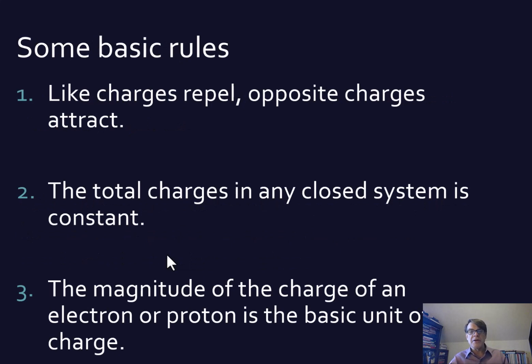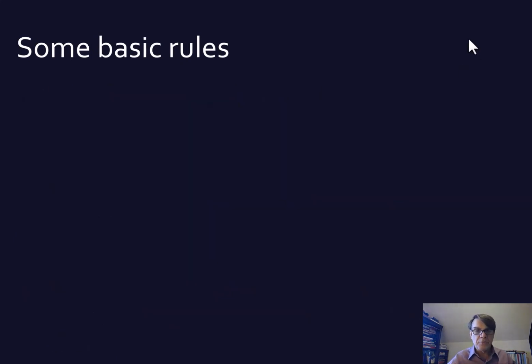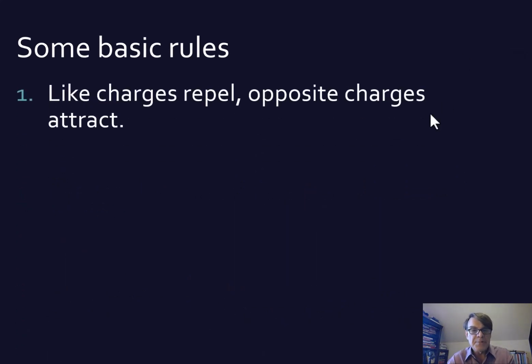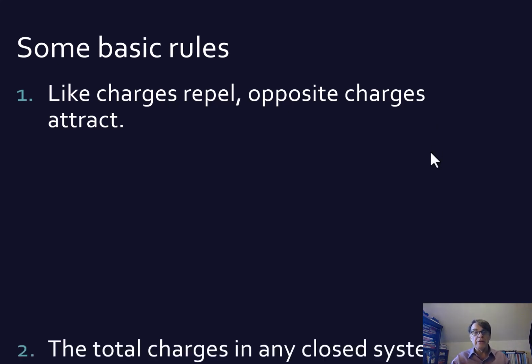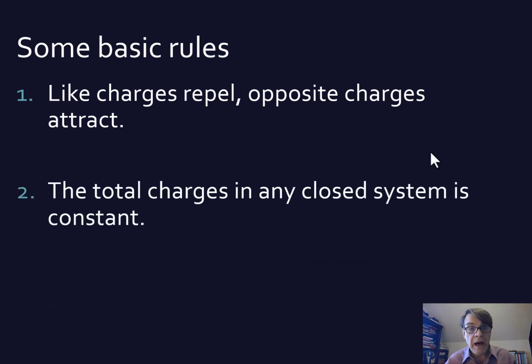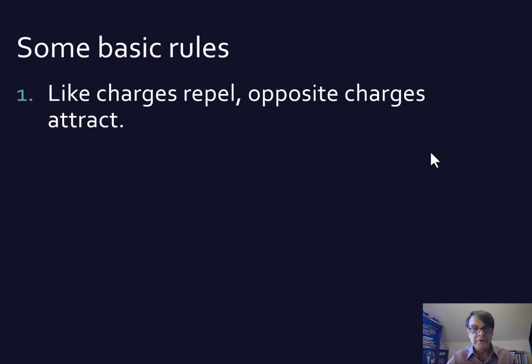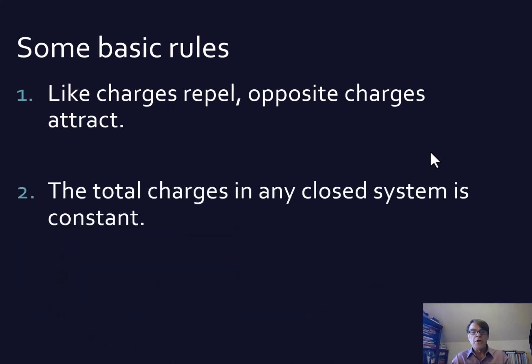So here are some basic rules. Let me get this in a drum roll. Now we're ready. Some basic rules. First of all, our first basic rule is that like charges repel, opposite charges attract. I've been saying that, but it's true. Two positives repel. Two negatives repel. Like charges repel. Now, opposite charges attract. Is that my third one? Nope. But yeah, it's in the first one. Like charges repel, opposite charges attract. Okay, next one. The total charge in any closed system is constant.